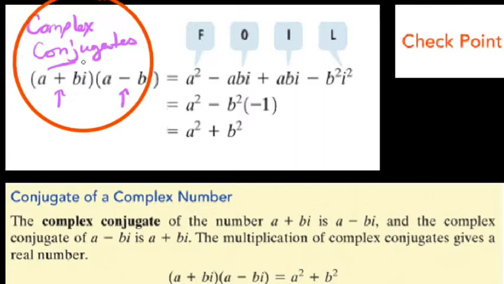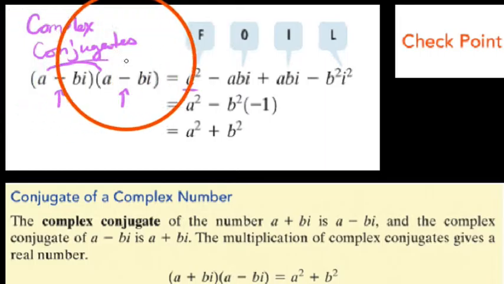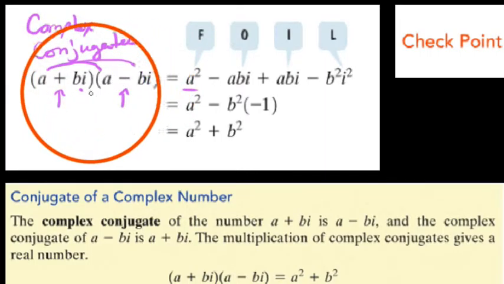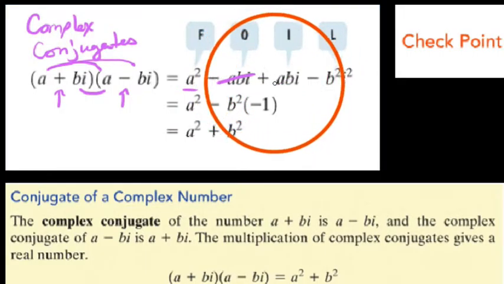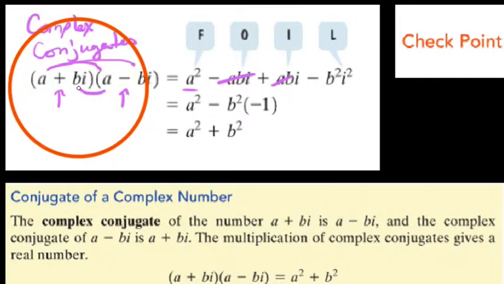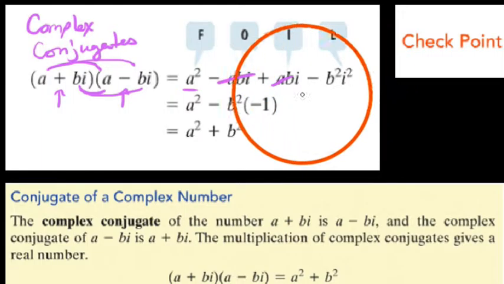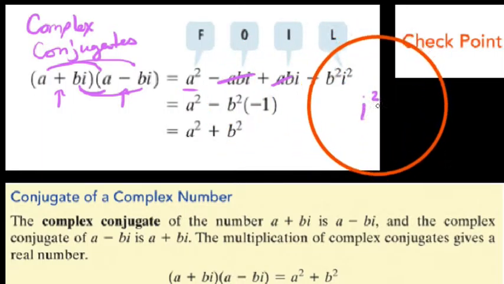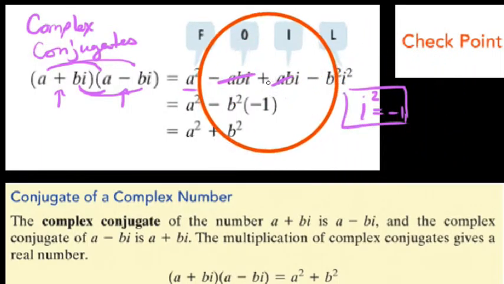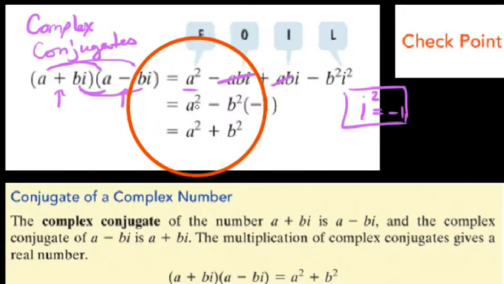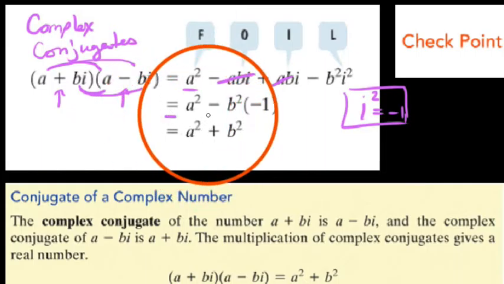So if we carried out this FOIL here, we would get an a squared, the first number times itself really, and then a negative abi followed by a positive abi. These middle abi terms are going to cancel out as a matter of necessity. The final term would be positive bi times negative bi, which gives us a negative b squared i squared. And recall that when we talk about an i squared, we're really squaring the square root of negative 1, which just comes out to be negative 1. So instead of getting a difference of two squares, a squared minus b squared, we really get a squared minus b squared times a negative 1, which makes it a squared plus b squared.